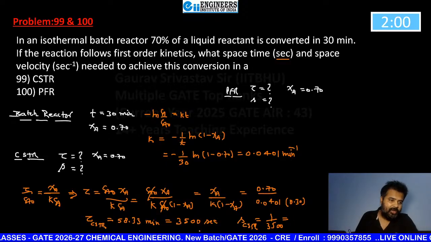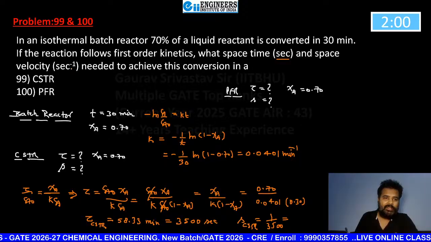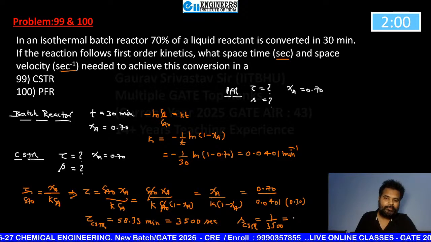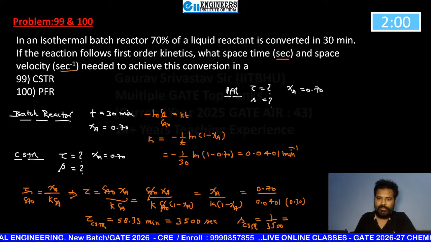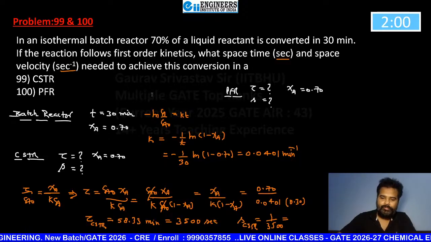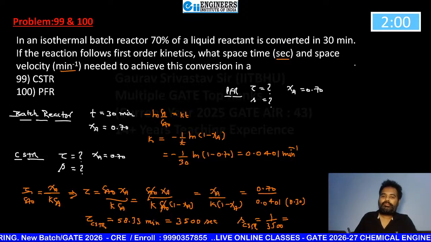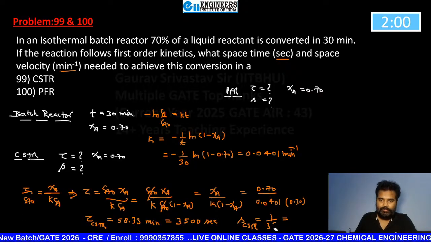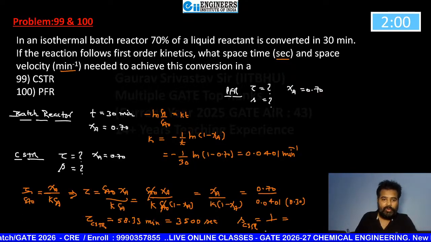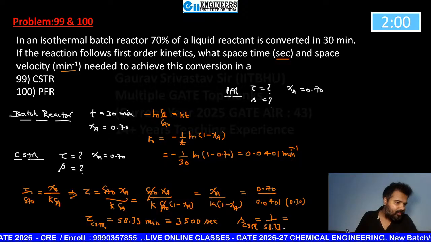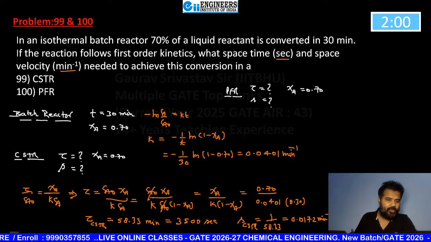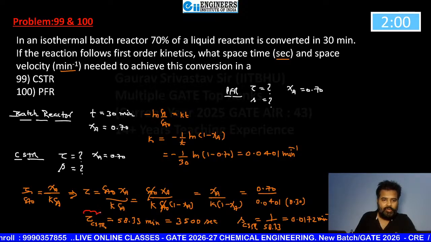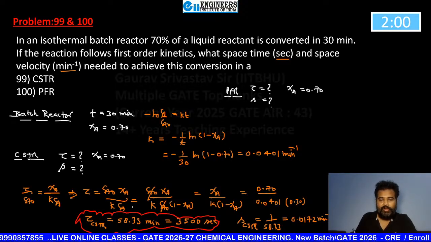0.0172. Okay, you are telling this in minutes, tell me in second inverse, because I asked in second inverse, so directly reciprocated. This is coming very small, so let's keep it in minute inverse. So it's 1 by 58.33, and as you told me, 0.0172 minute inverse. So these are the answers for CSTR.